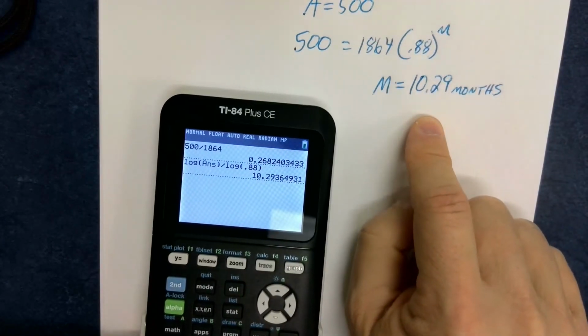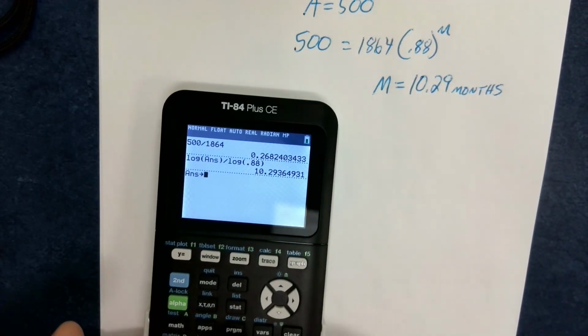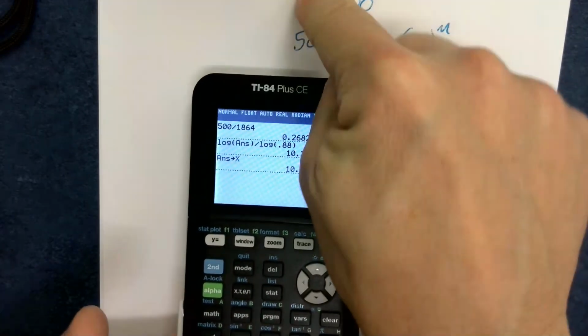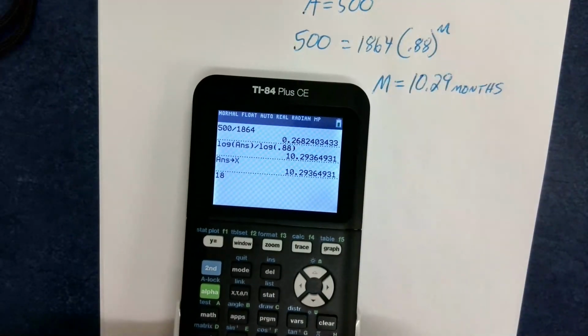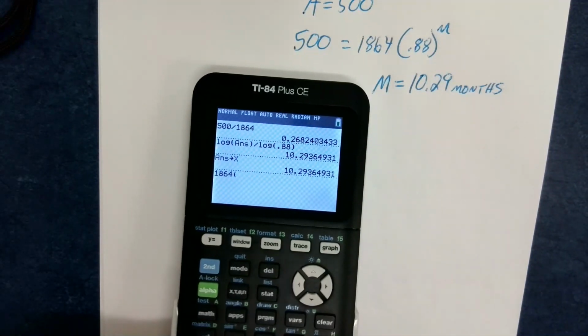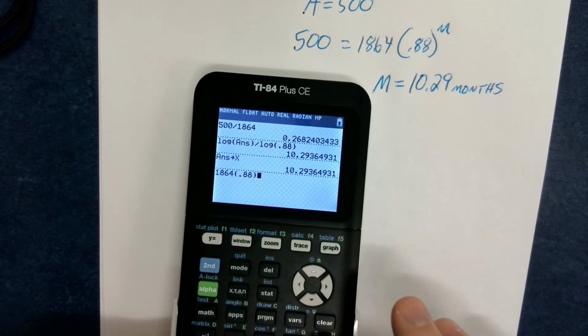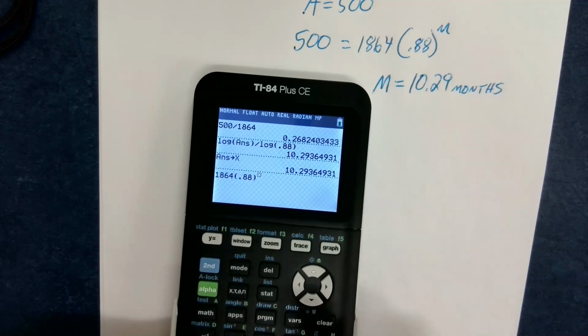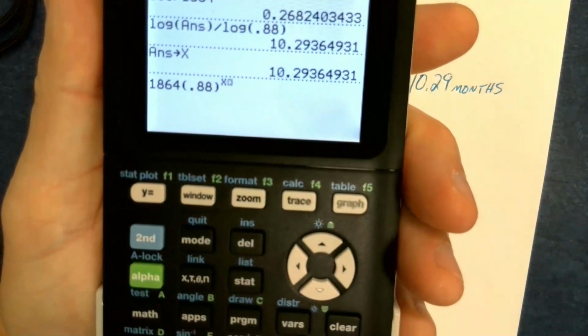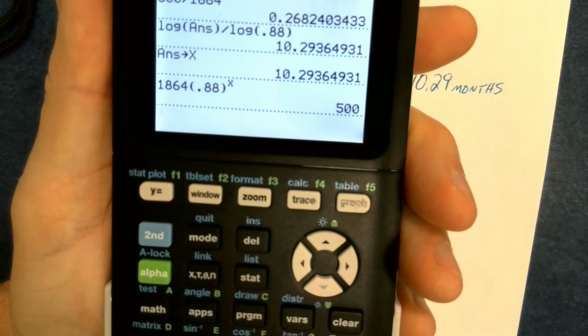What should I do with that? I should store it in my X and then retype this equation. 1864 parentheses 0.88 close parentheses, raised to the x. Bam! 500 rats.